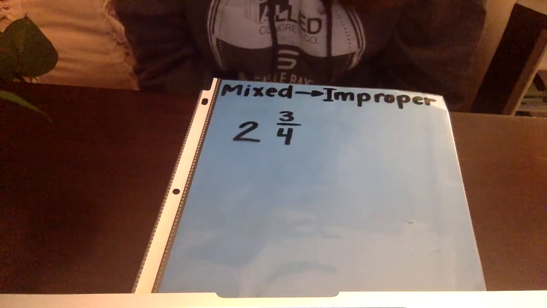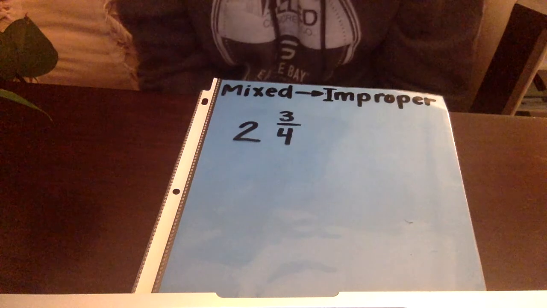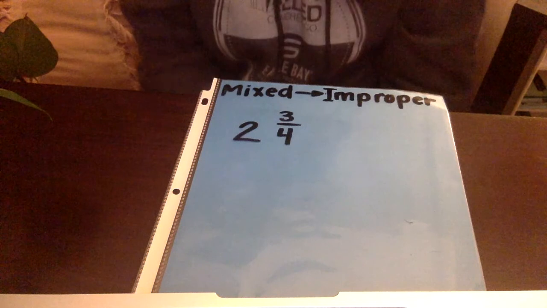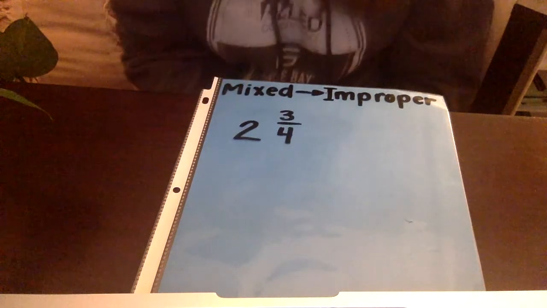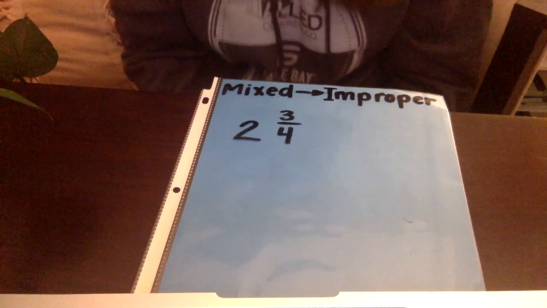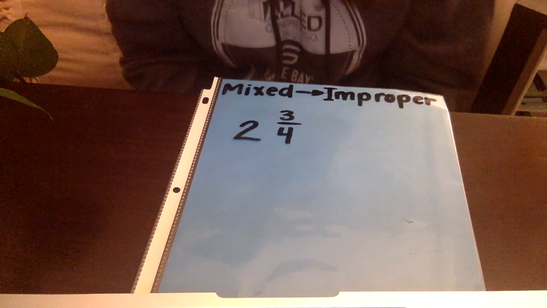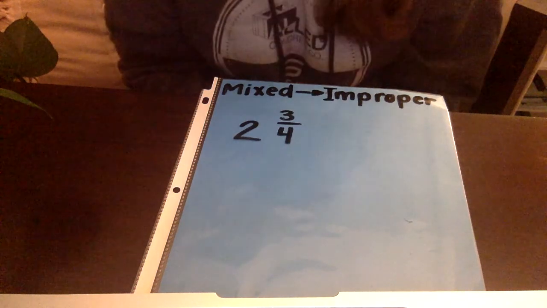There are going to be some occasions when you're working with fractions when you're given a mixed number and you're asked to turn it into an improper fraction. Remember that a mixed number has both a whole number and a proper fraction, which is what we have here. And an improper fraction is a fraction whose numerator is larger than the denominator. So we're going to take our mixed number and we're going to turn it into an improper fraction. It requires 3 steps, but they're pretty quick and pretty simple.